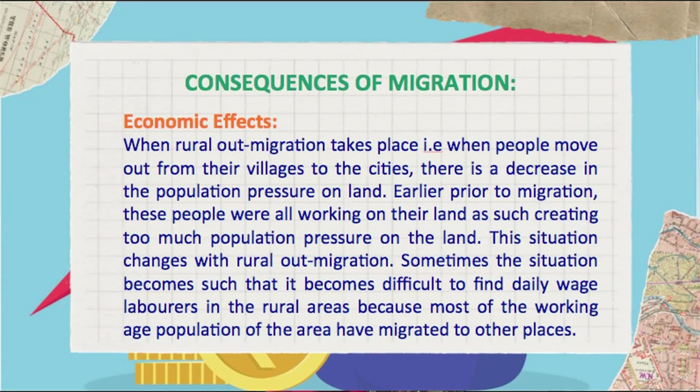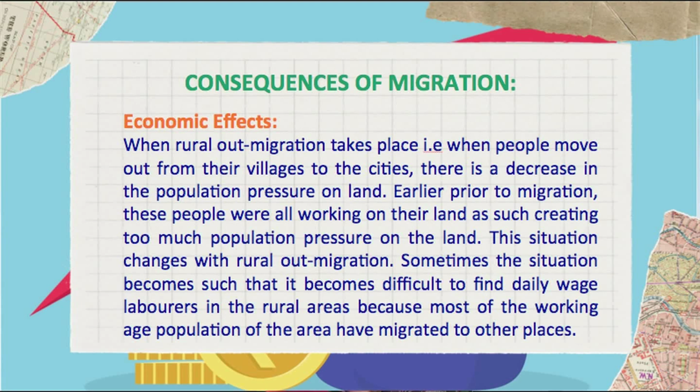So the basic social institutions in India, the caste and the rural joint family, have significantly changed over a period of time due to migration. So there are tremendous social impacts of migration. Another social effect is the economic effect.